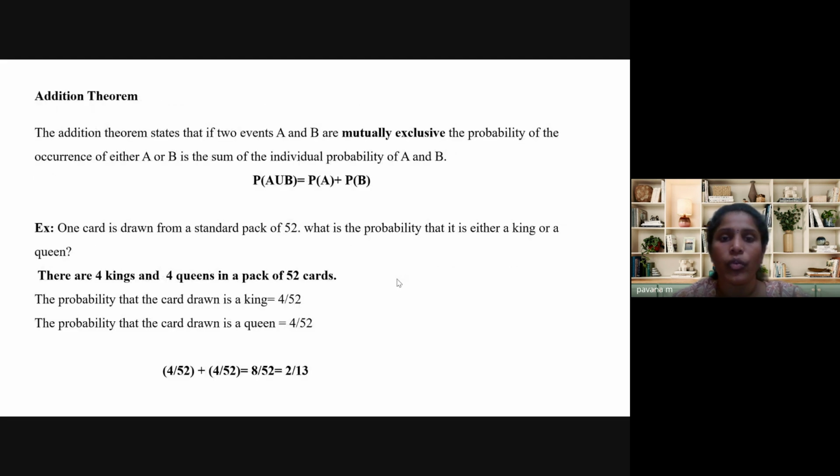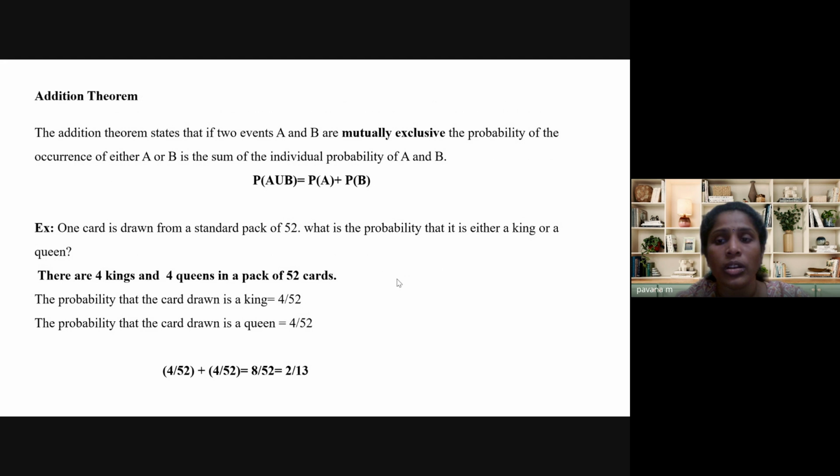First we will discuss the addition theorem. So what is the addition theorem? If you have two events, A and B, and these are mutually exclusive, that means when A happens, B will not happen, and when B happens, A will not happen. Then the probability of occurrence of either A or B is the sum of the individual probabilities of A and B.